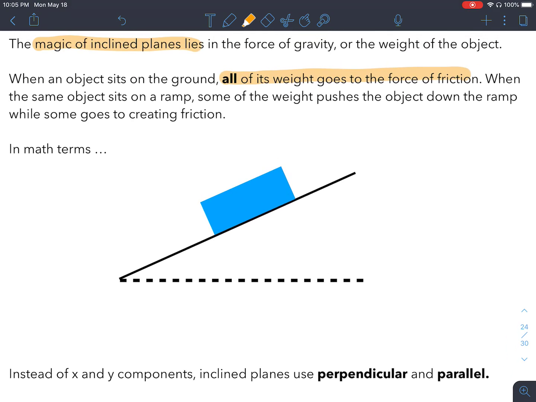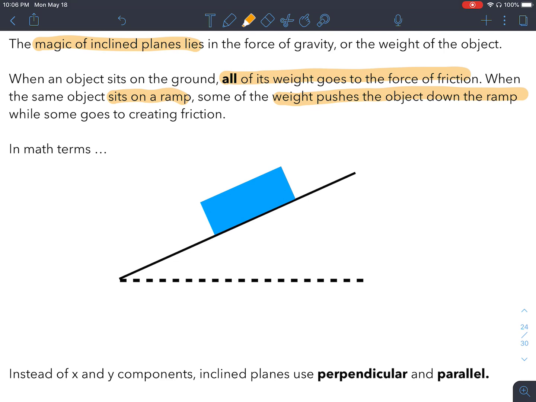But when you sit on a ramp, okay, some of that weight pushes the object down the ramp, right? Gravity is bringing that object sliding down a ramp. That's why slides at playgrounds work, because gravity is bringing the object down the ramp. Instead of it just free falling straight down, we are slowly guiding it over a longer distance down the ramp.